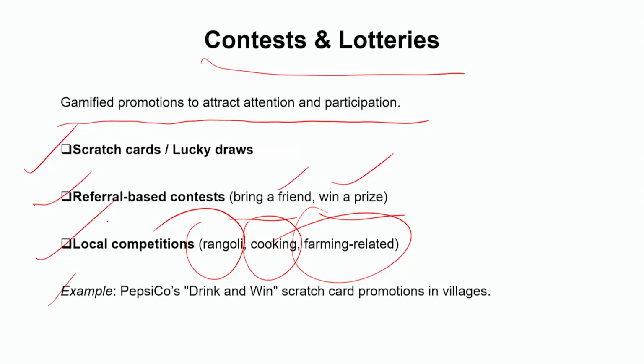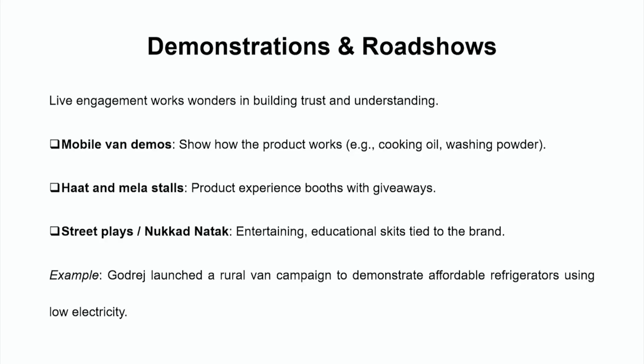A very good example you can take is PepsiCo's Drink and Win campaign. What they did in this contest of Drink and Win, you have a scratch card, and this scratch card would be used for promotion in the villages. Any person who uses Pepsi and after that scratches the card, a number will come, and this number will be used by some of his friends for winning the contest in that village. The last is demonstration and road shows.